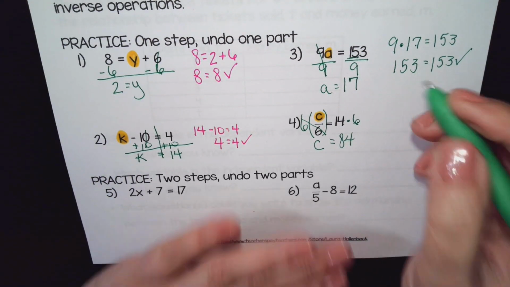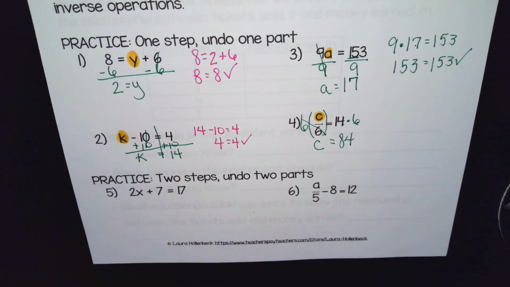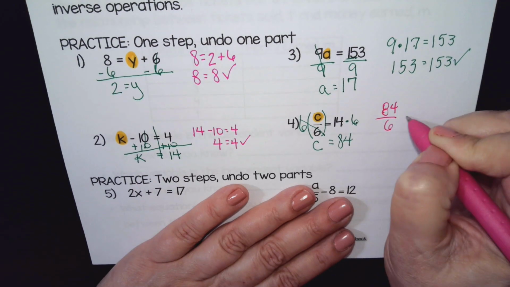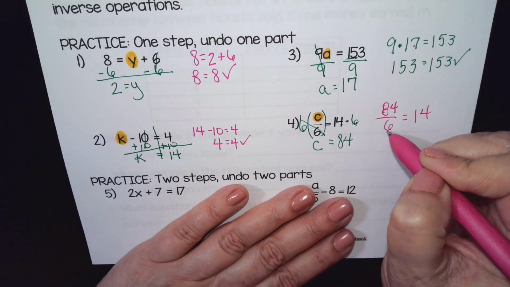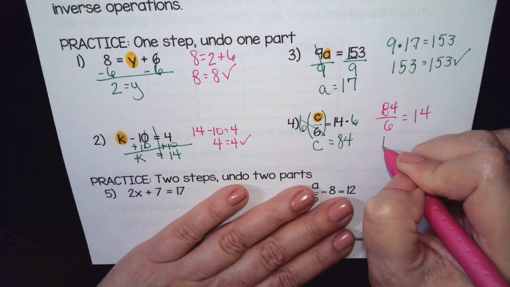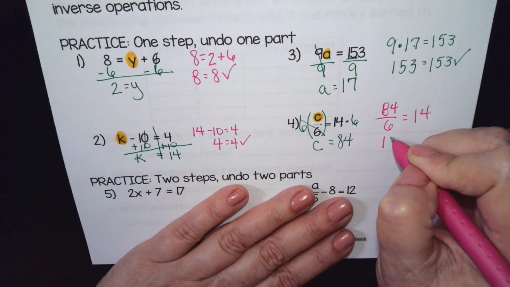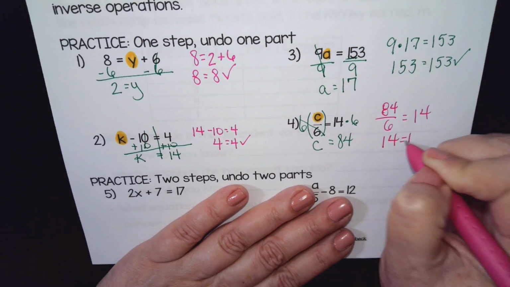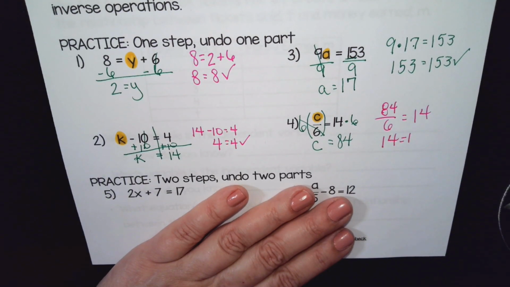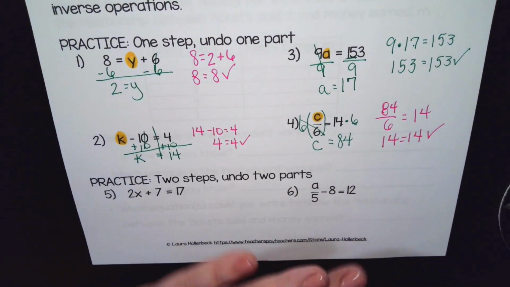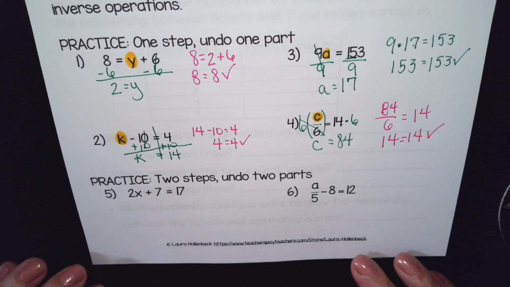So can we check it? Yes. 84 over 6 equals 14. 6 goes into 8 one time. That leaves me a 2. Bring down the 4 to make 24. And 6 goes into 24 4 times, so 14 equals, uh-oh, I lost the camera. Hold on. There we go. 14 equals 14, so it checks. All right.